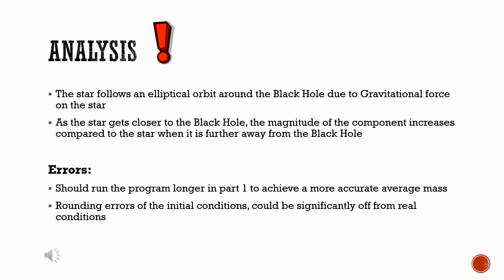We can conclude that the experiment shows the star follows an elliptical orbit around the black hole due to gravitational force on the star. And as the star gets closer to the black hole, the magnitude of the component increases compared to the star when it is further away from the black hole. Some errors to take into account are that I should have run the program longer in part 1 to achieve a more accurate average mass. And also rounding errors of the initial conditions could be significantly off from the real conditions.